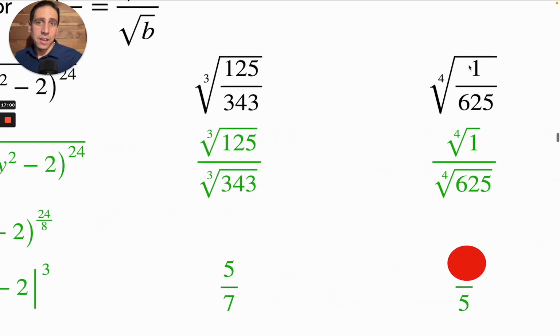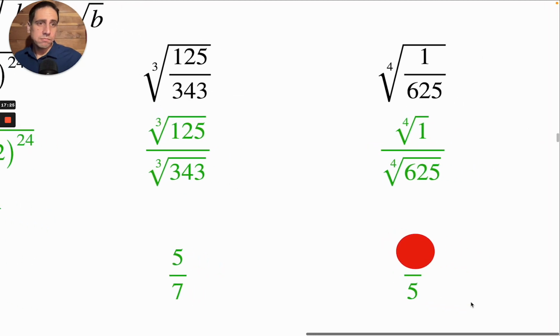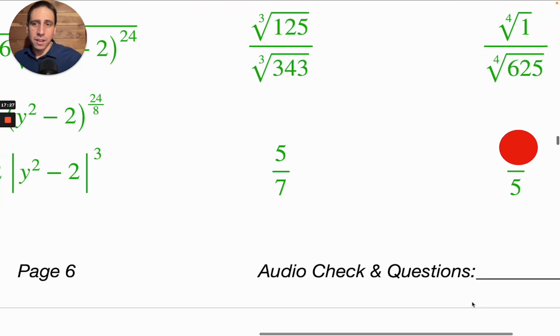Here, again, we've got a fraction. The 4th root of a fraction is just going to be the 4th root of the numerator over the 4th root of the denominator. You can figure out what number times itself 4 times is 1. It's underneath this red dot. And then you can figure out 625. What number times itself 4 times is 625? That's going to be 5. 5 times 5 times 5 times 5. And are we done? Is that it?